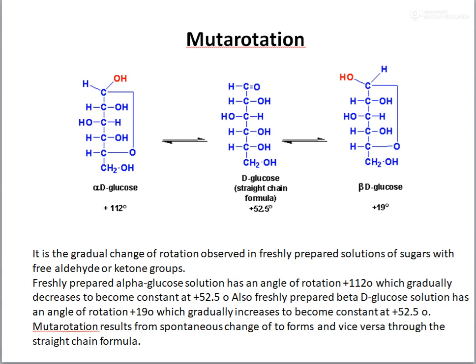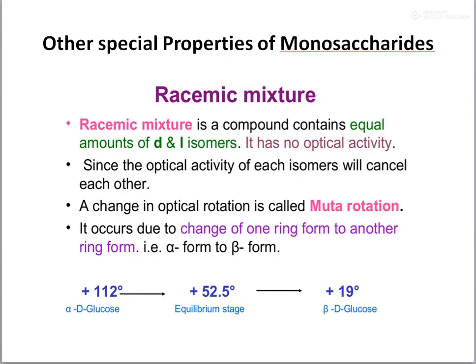So what happens to it? Though I take freshly prepared solutions of these sugars, whether they have an aldehyde or ketone group, you can see that when they are dissolved in solution, a change in the specific rotation of the plane polarized light happens, and it comes to an equilibrium. This change is referred to as mutarotation. And what is happening over here when mutarotation happens?